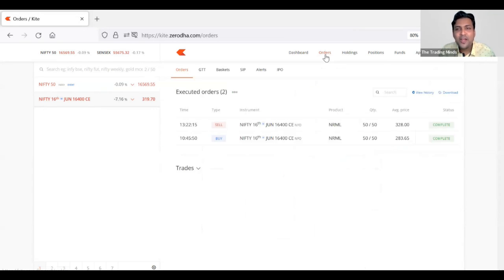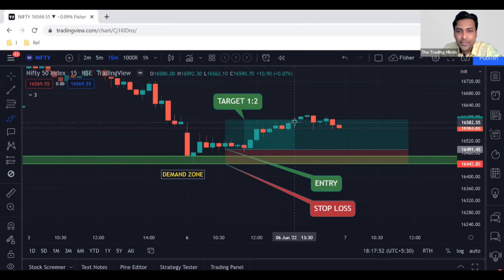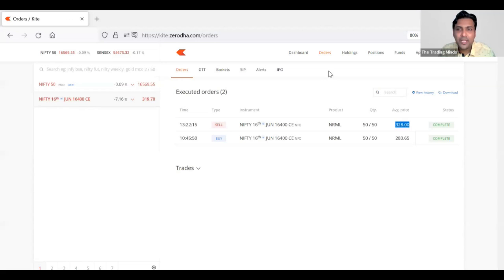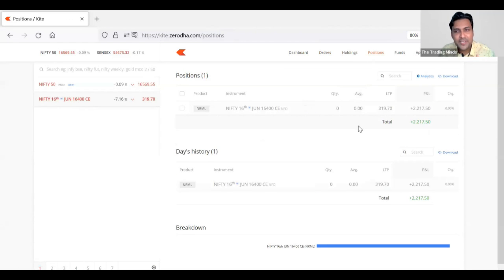So if you go to my order book and see, at exactly 1:22, I have executed at 328. So if I come back to this, 1:22 means exactly at this level, exactly at this area, my target of 1:2 has been achieved and I have booked my profits. So what are the profits I'm looking for here? I look for 1,000 rupees risk and look for 2,000 rupees target.